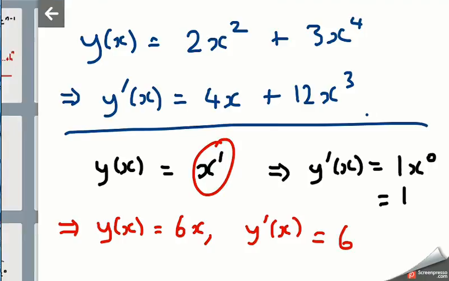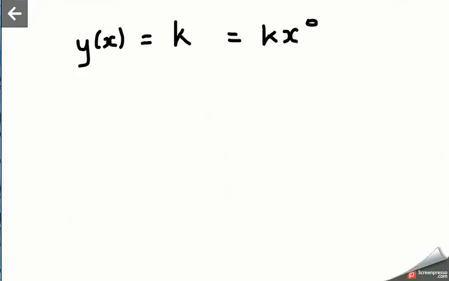Almost done. Got to do one more example. The last example is the following. y of x equals 3. That's just a constant. In fact, I don't even need to write 3. I can just write k, any constant k. What happens when you differentiate this thing? Well, k is actually equal to k times x to the power of 0, because x to the power of 0 is 1. And we do exactly what we were doing before.